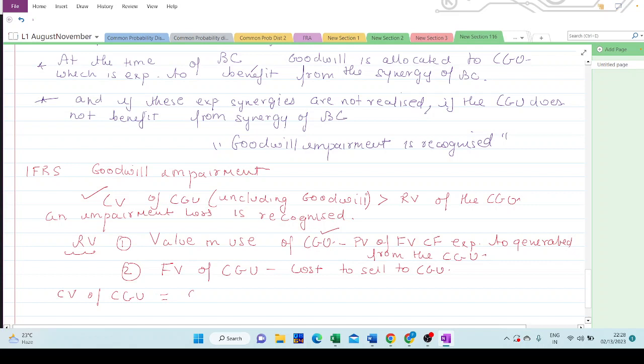Carrying value of CGU is carrying value of assets of the CGU. अच्छा सर, एक क्वेश्चन है, एक जैसे बार ये लिखने दे, एक सेकंड. Carrying value of assets of CGU plus carrying value of allocated goodwill minus carrying value of liability. हाँ बोल आशा.